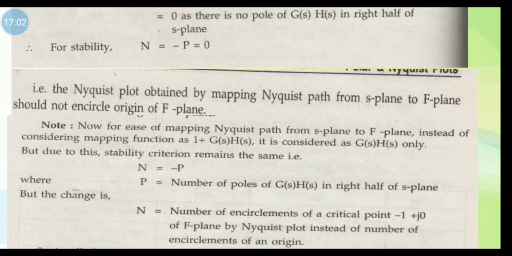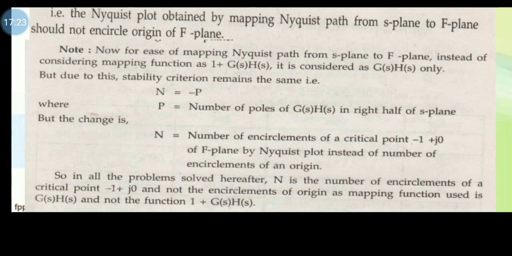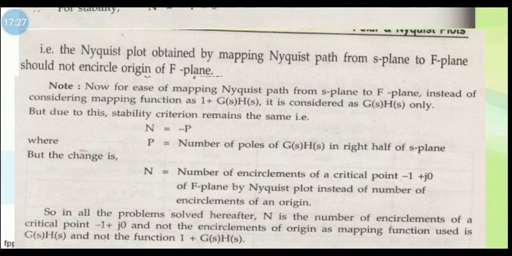There is one important point to note. For ease of mapping Nyquist path from s plane to f plane, instead of considering the mapping function as 1 plus G(s)H(s), it is considered as G(s)H(s) only. But due to this, the stability criterion remains the same: N is equal to minus P, where P is the number of poles of G(s)H(s) in the right half of s plane.